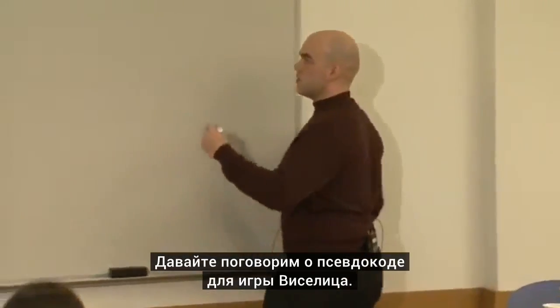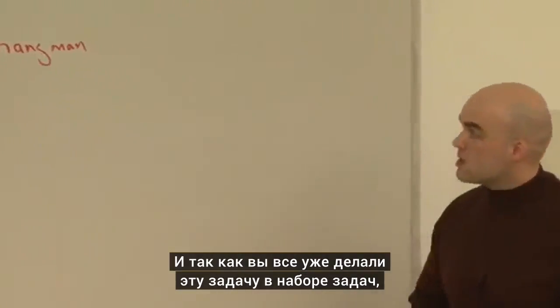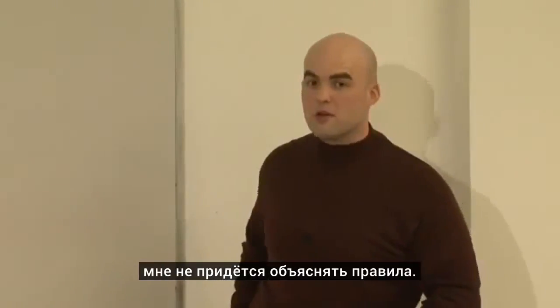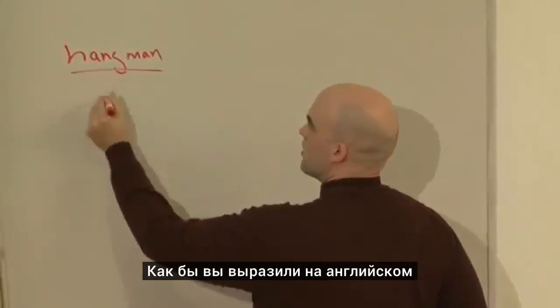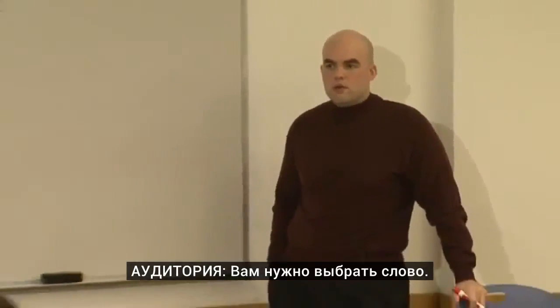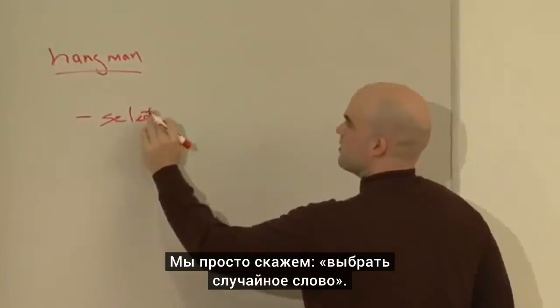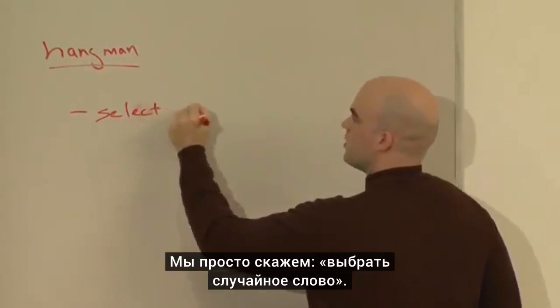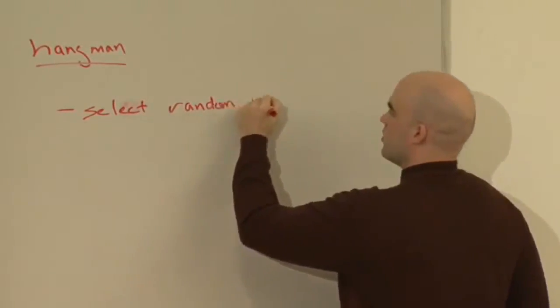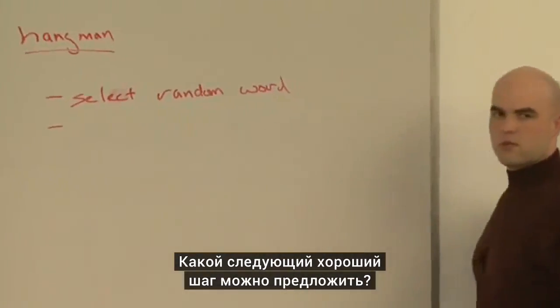Let's talk about pseudocode for hangman. Because you've all done this on the problem set, I don't have to explain the rules, right? So what would be a good English first step for hangman? You should choose the word. Yeah. Let's not be too specific. We'll just say select random word. Okay. Now, what would be another good step?